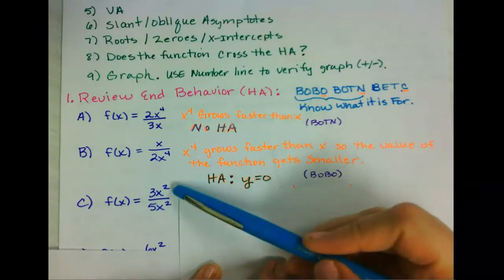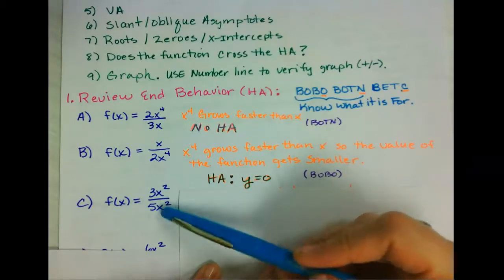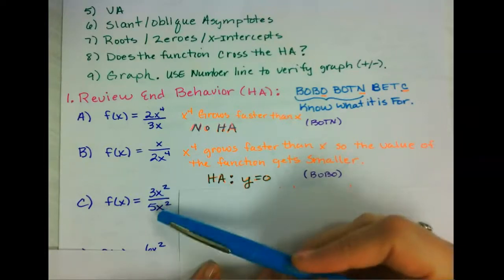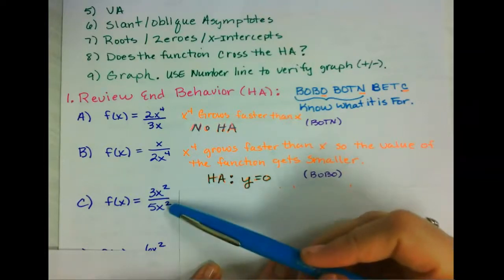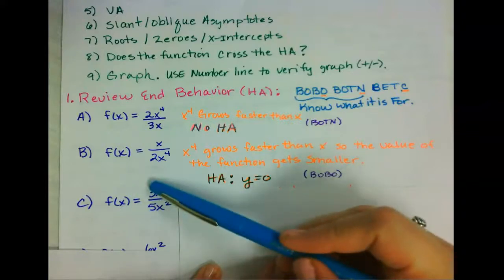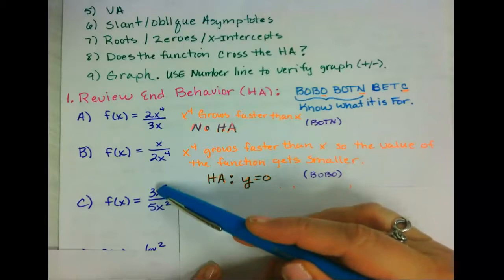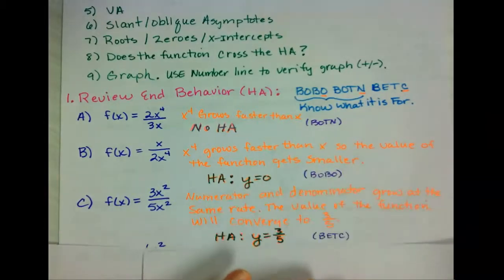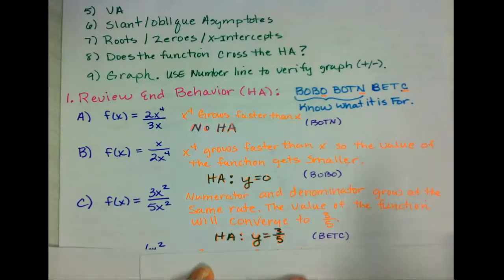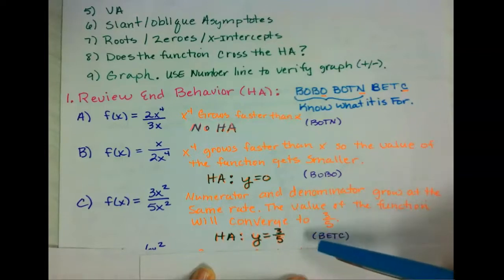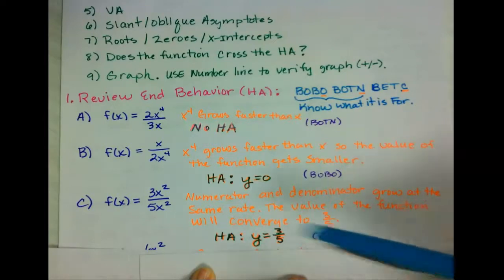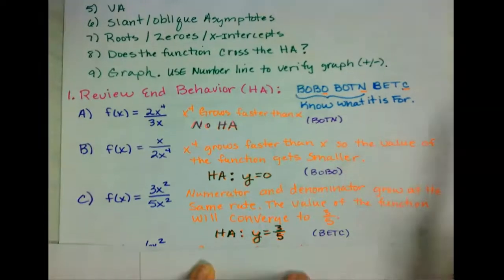Think about this as an algebra problem. If we were simplifying an algebra problem, we would simplify any common factors. So I could mark out an x squared on both of them because anything divided by itself is 1. And I would be left with the fraction 3/5. Being left with that fraction of 3/5 is also being left with the horizontal asymptote. The horizontal asymptote is going to be at 3/5. And remember again, it's y equals 3/5. This would be what we call a BETSY, which is bottom equals top. So you just take the ratio of the coefficients when it's a BETSY.